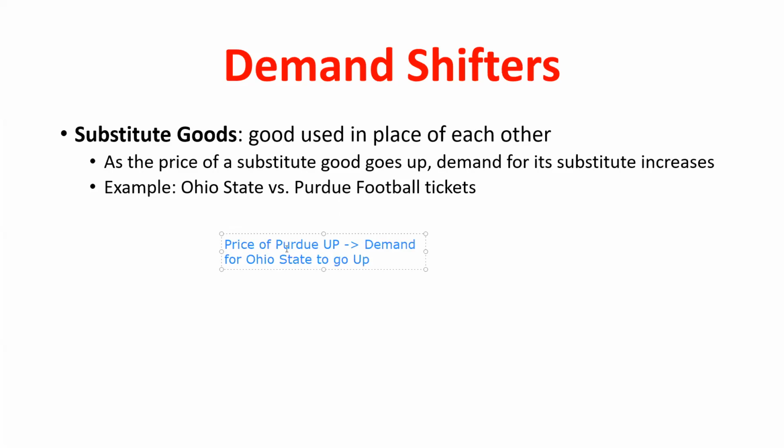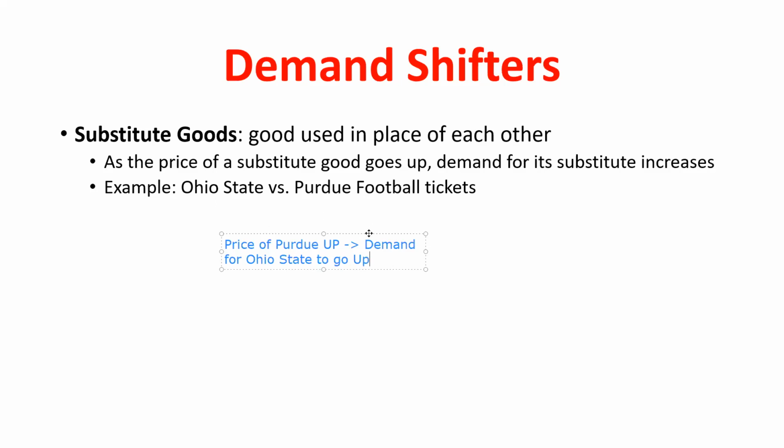The price of Purdue tickets goes up and they are substitutes, well, now they're relatively more expensive. I'll switch over and start to buy more Ohio State tickets, or games that are at Ohio State. And it would work the exact opposite as well. Price decreases in the substitute good would lead to demand decreases in whatever good we're looking at.